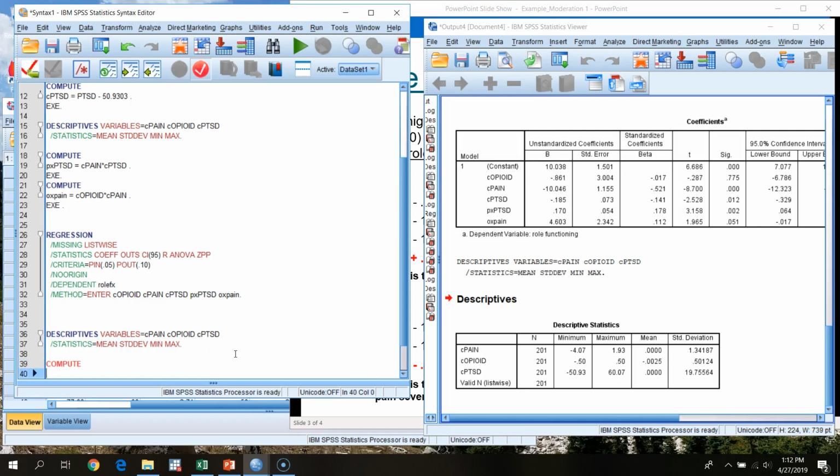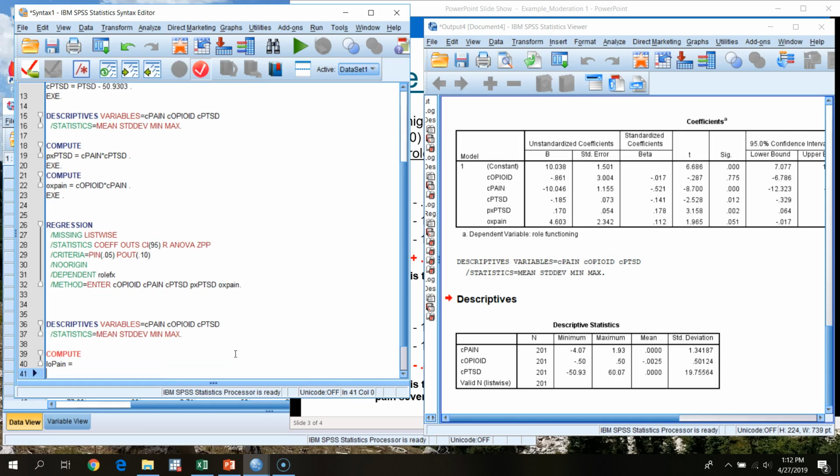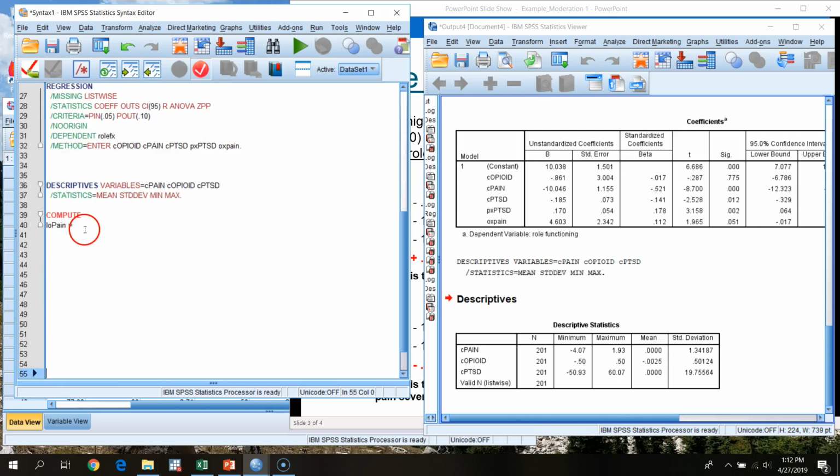Okay, so what I'm going to do is create a couple new variables. So I'm going to compute low pain. Pull this up so you can see it. Low pain is going to be equal to my centered pain variable, and for low levels of pain, I'm going to add 1.34187. Okay.